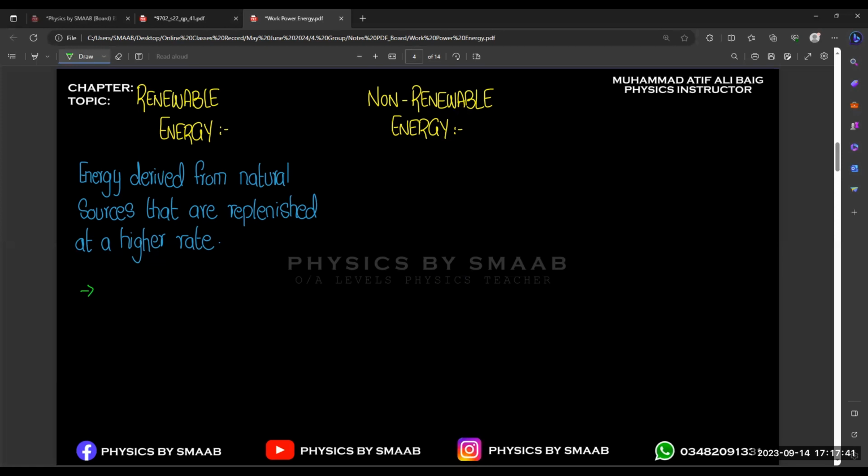So if we take some examples of renewable energy, the first one is solar energy, very common. Then we have wind energy, then geothermal, that is heat of the earth, and biomass, that is plant materials.